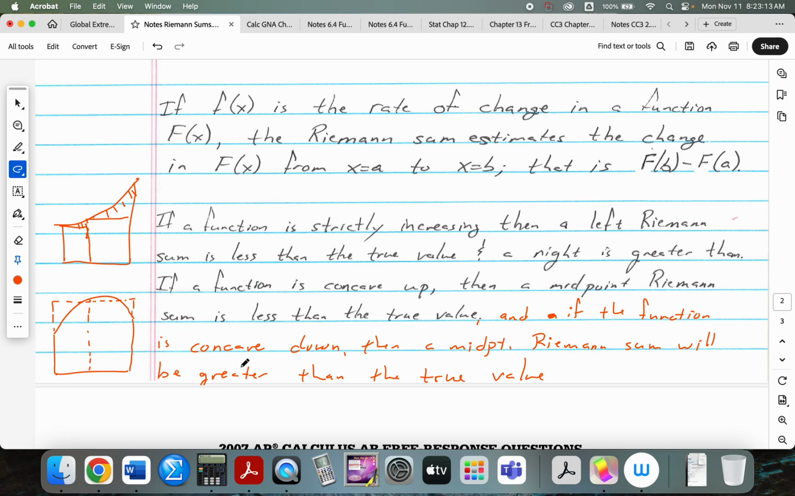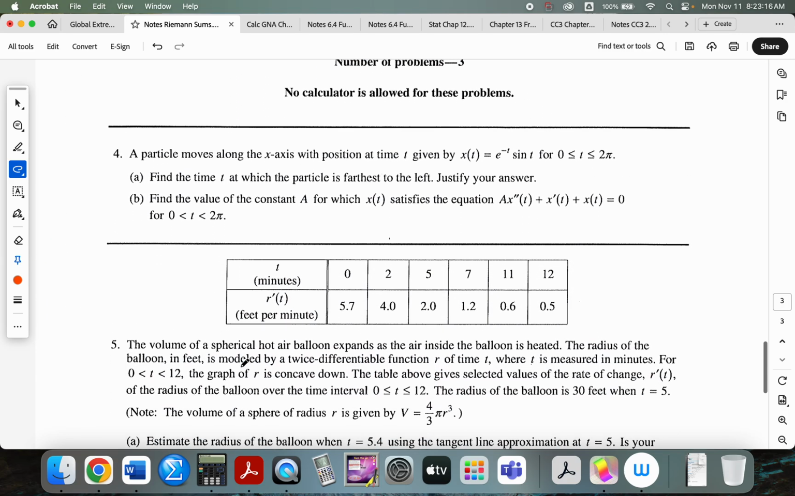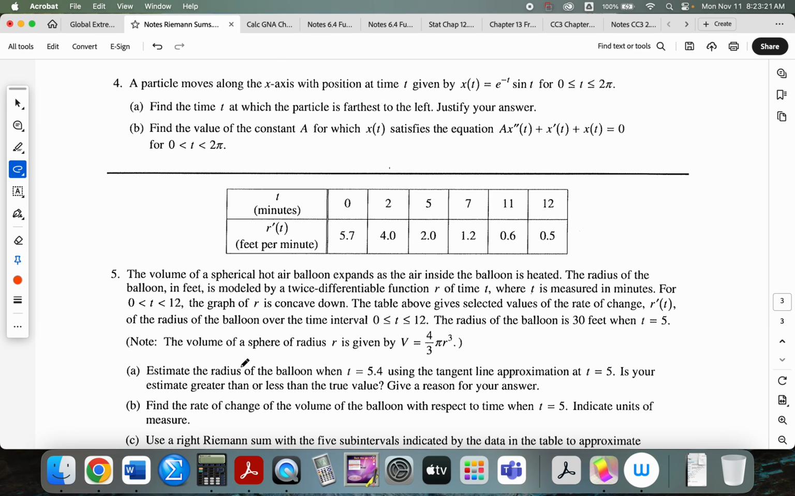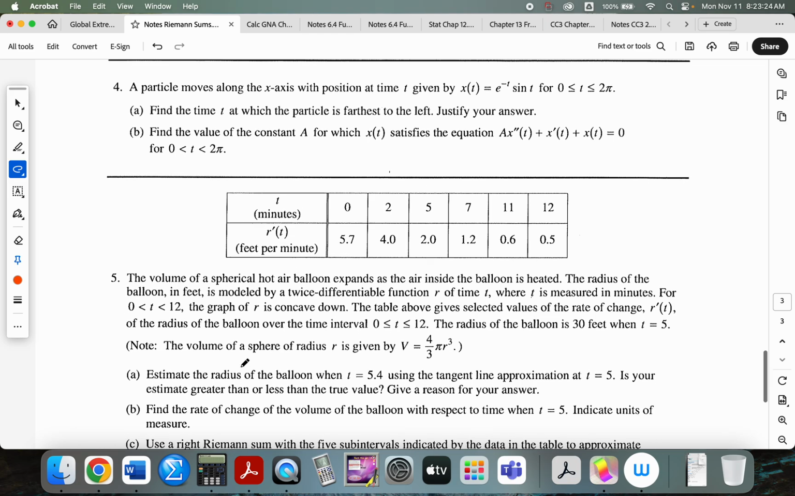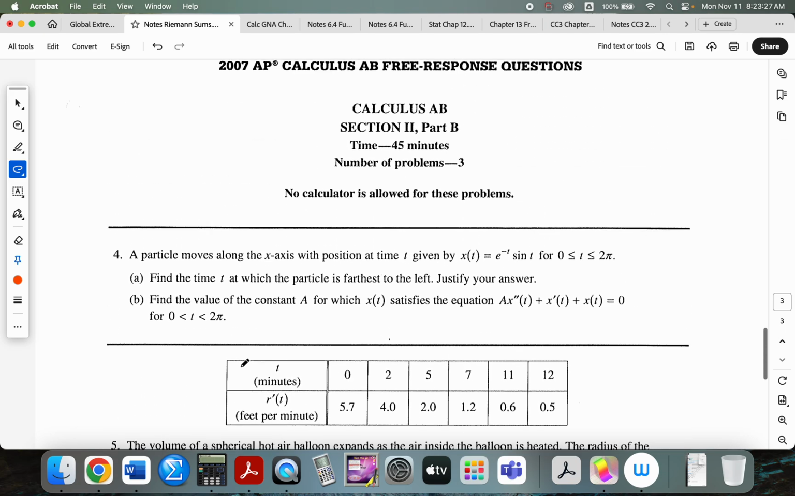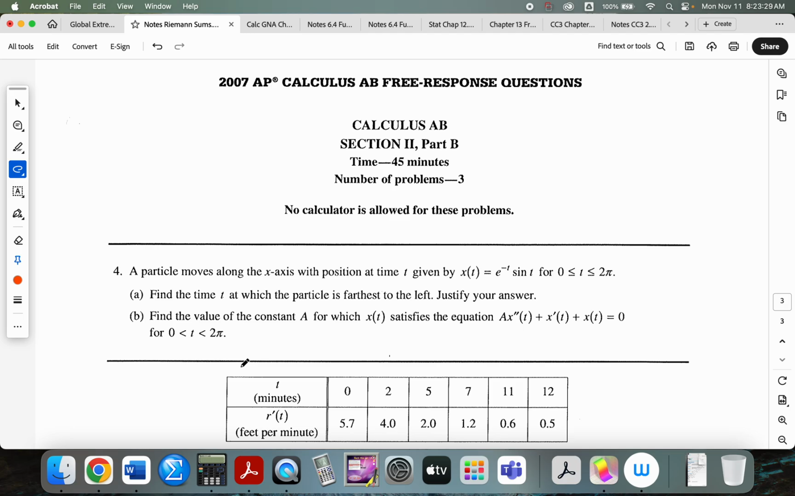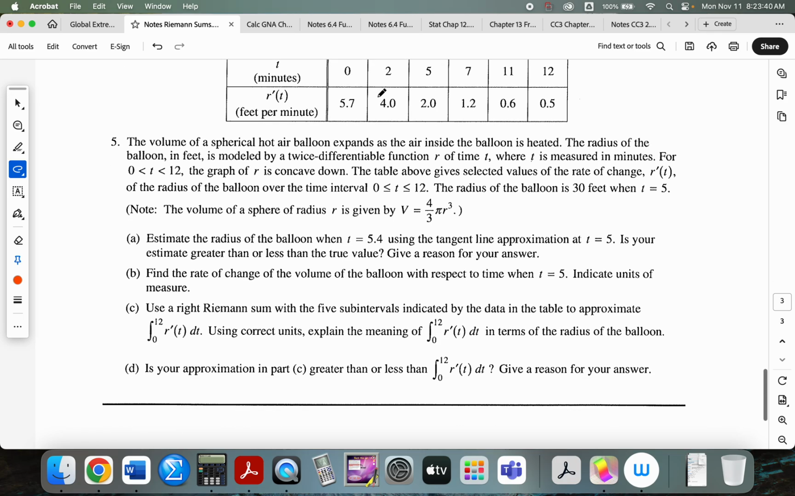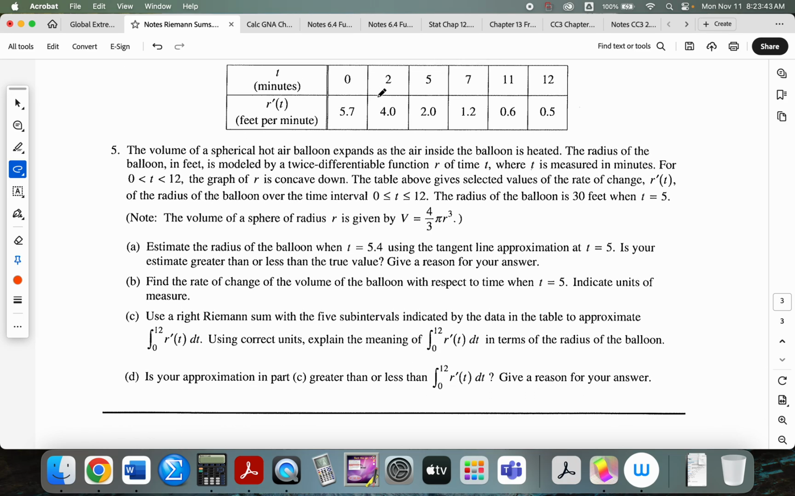All right, let's look at part of an AP problem, or a couple of AP problems. Oh, actually, we're not looking at number 4. I just didn't cut that part out. This was the 2007 AP Calculus AB free response questions. We're going to look at number 5. And we're doing good on time, so we're gonna do all of it, or quite a bit of it.